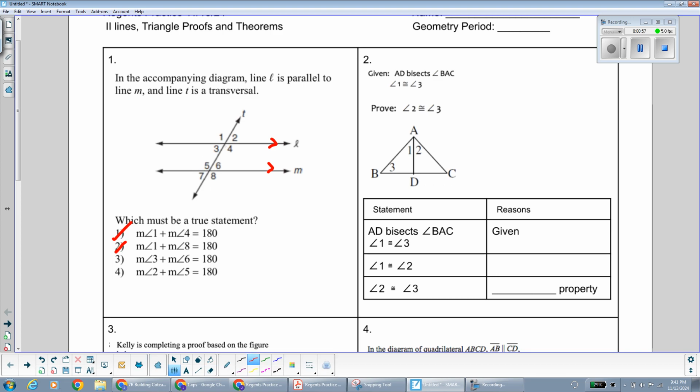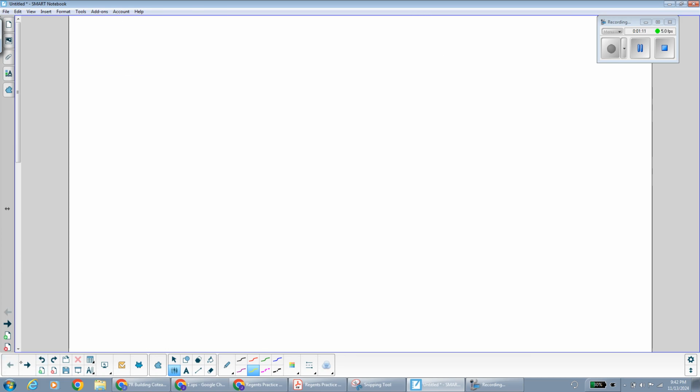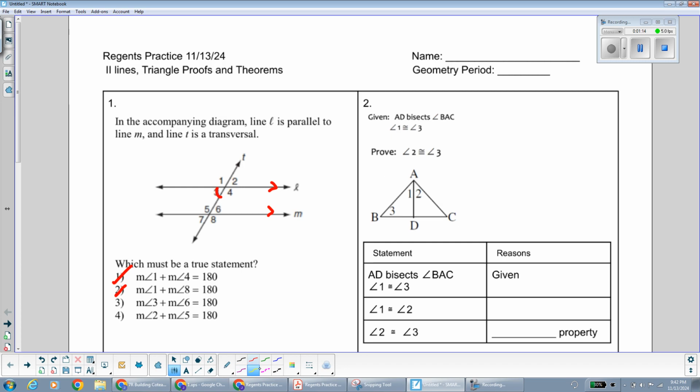Number 3 says angle 3, this one right here, and angle 6. But guess what? These are alternate interior angles, so they're congruent since we have parallel lines. They are not supplementary. So that leaves us with answer choice 4, 2, and 5.